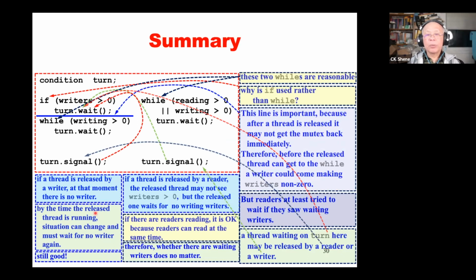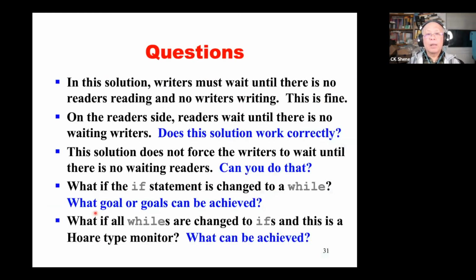everything about this solution. And finally, I would like to ask you a few questions. First, in this solution, writers must wait until there's no reader reading and no writer writing. This is fine. On the reader's side, readers wait until there's no waiting writers. Does this solution work properly? In other words, does this solution successfully and correctly implement the take turn assumption on the first slide?